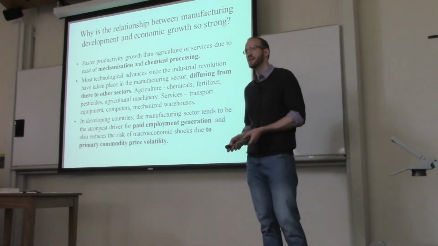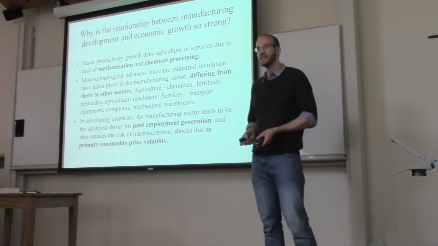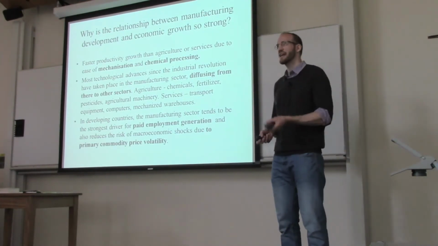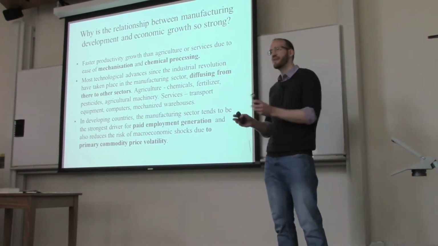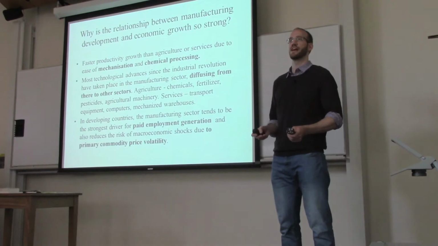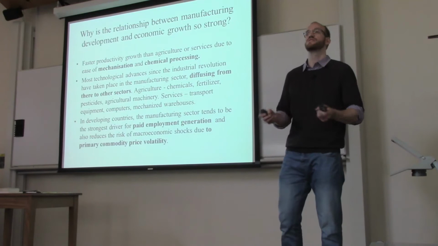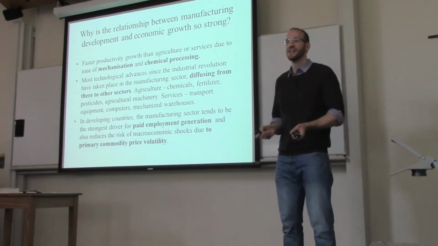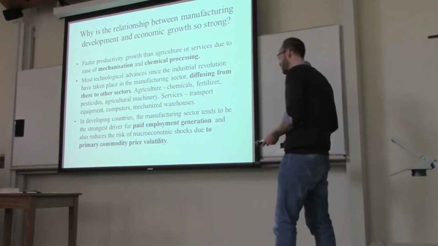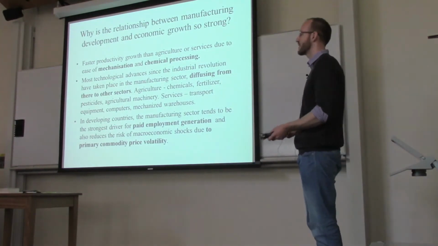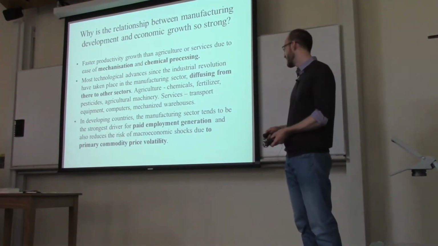In agriculture, you'll find fertilizers, pesticides, agricultural machinery. In services, we have mechanized warehouses, transport equipment, right? Even organizational practices that originated in the manufacturing sector are now used in the services sector. Maybe some of you are familiar with Yo Sushi that delivers its food on a conveyor belt. And especially in developing countries, it makes a lot of sense to rely on manufacturing for economic development.